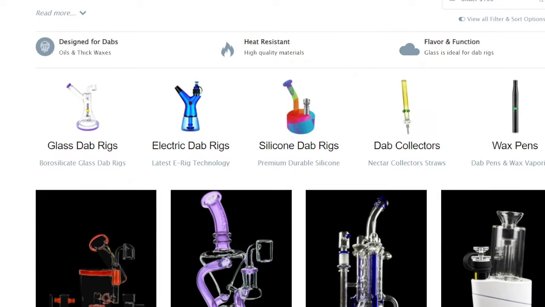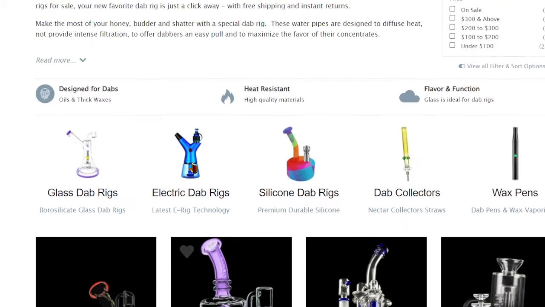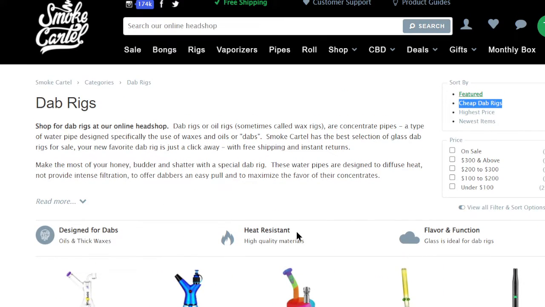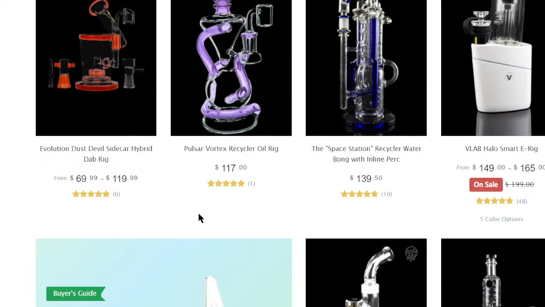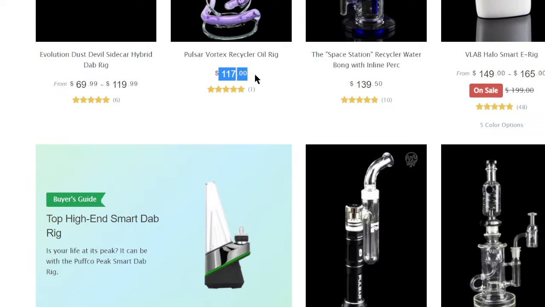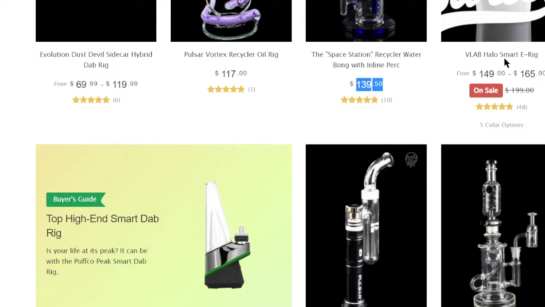Then they have placed their products so that you can immediately see different varieties: the glass ones, the electric ones, silicone ones, collector versions, wax pens. So you can go to that particular category. They have all the features, product features straight up into the face, big images. And can you see the amount? It's selling for $117, $139. Look at the price points. It is huge. Okay, the commercial intent is huge.